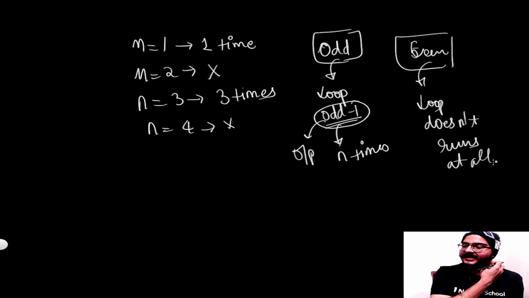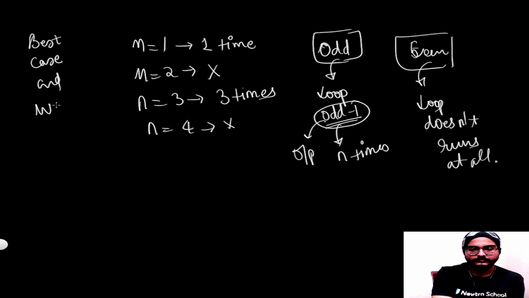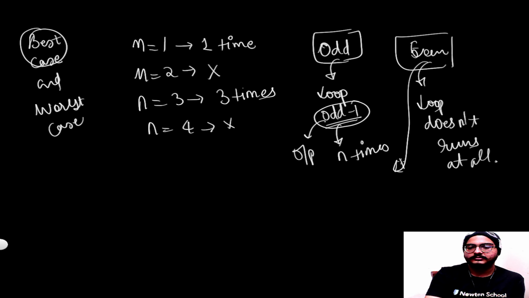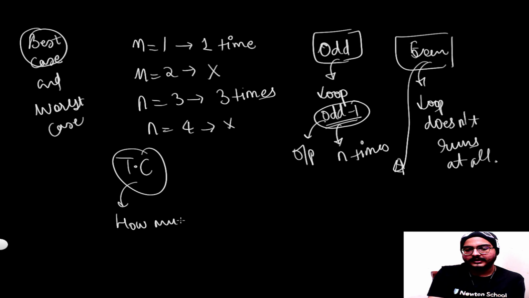So let me define the best case and worst case for you here. Worst case for you, the best case would be the loop not running at all. Why am I saying this? Because I am thinking in terms of time complexity, like how much time it will take. So for me, the better one is the one that takes less time. For me, that is the better one.